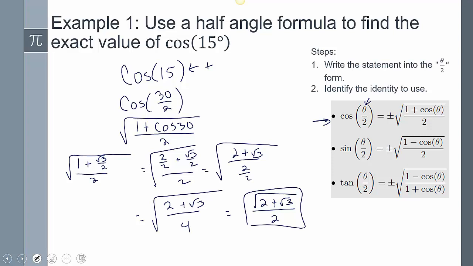That's just the notation. So the first thing that I did is I wrote my statement into theta over 2, so we don't have the cosine of 15 degrees. So I need to think, how can I write 15 degrees in terms of values on the unit circle? Well, 30 degrees. So that's why I wrote it as 30 over 2. And then I just used the identity. We said theta is 30, and so I plugged in 30 degrees in the identity, which is what I did here, and I simplified to get my result.